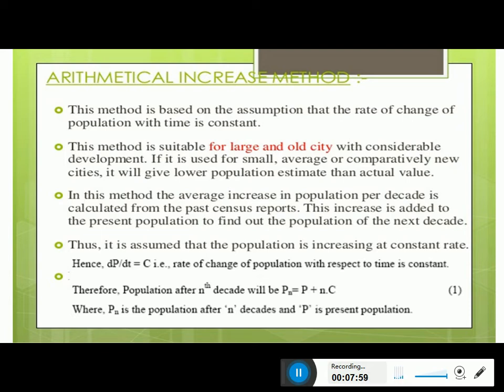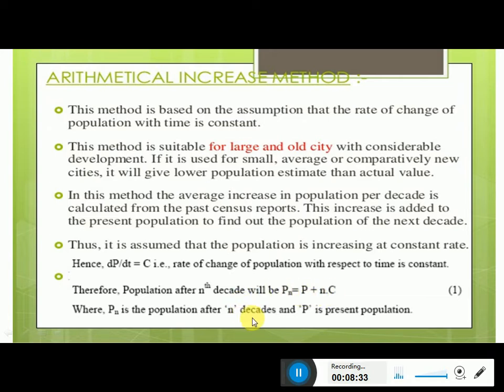In this method, the average increase in population per decade is calculated from the past census report. So this increase is added to the present population to find out the population of the next decade. In this method the rate of change of population, that is dP by dt, is taken as constant with respect to time, and the constant increase is added to the previous population. Therefore the population after nth decade will be Pn = P + n*C.